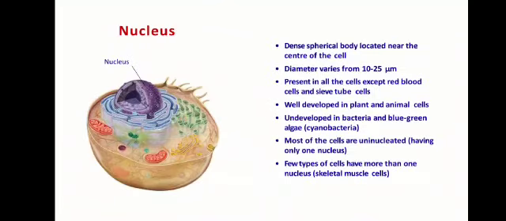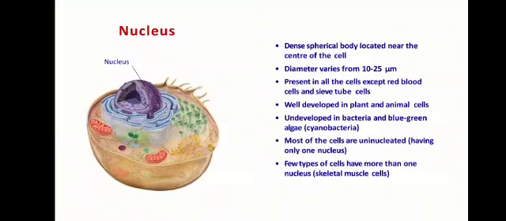And the third, a very important organelle, is the nucleus. The nucleus is a dense spherical body located near the center of the cell. The diameter varies from 10 to 20 micrometer. It is present in all cells except two: red blood cells and sieve tube cells.